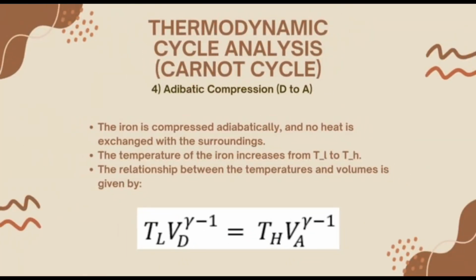And lastly, from the Carnot cycle, which is the adiabatic compression D to A. The iron is compressed adiabatically and no heat is exchanged with the surroundings. The temperature of the iron increases from TL to TH. The relationship between the temperatures and the volume is given by TL VD to the power of gamma minus 1 is equal to TH VA to the power of gamma minus 1.